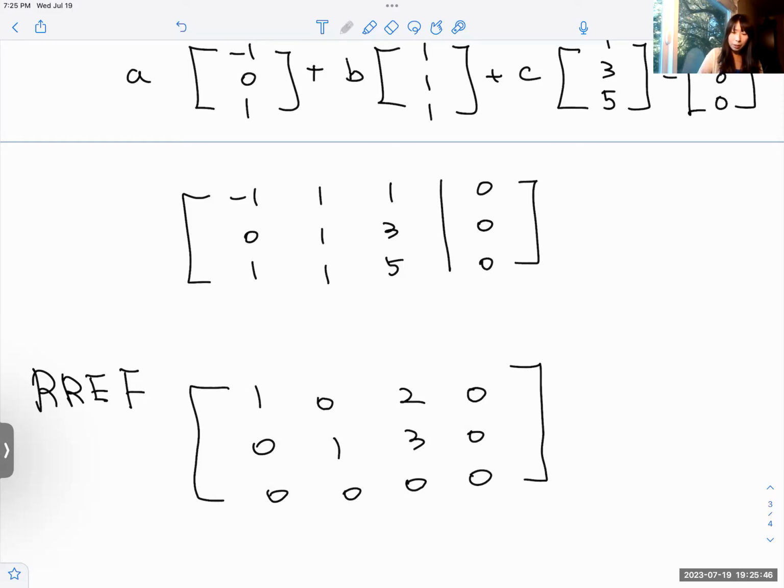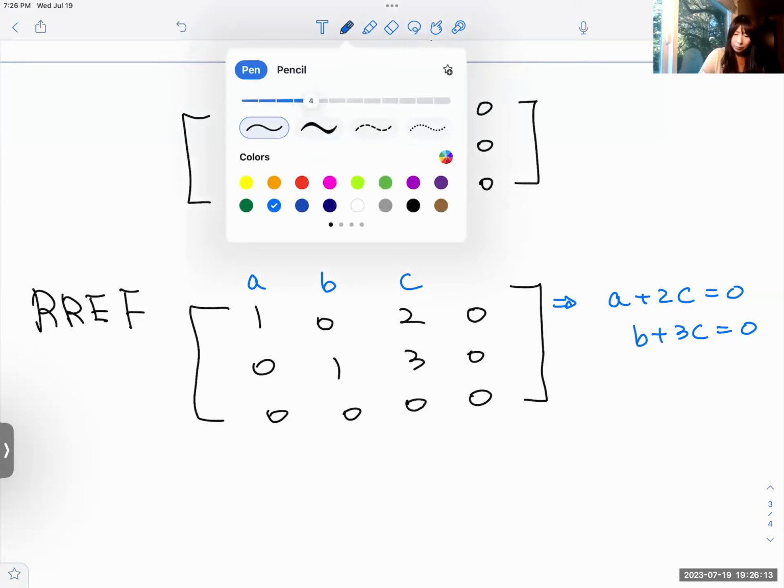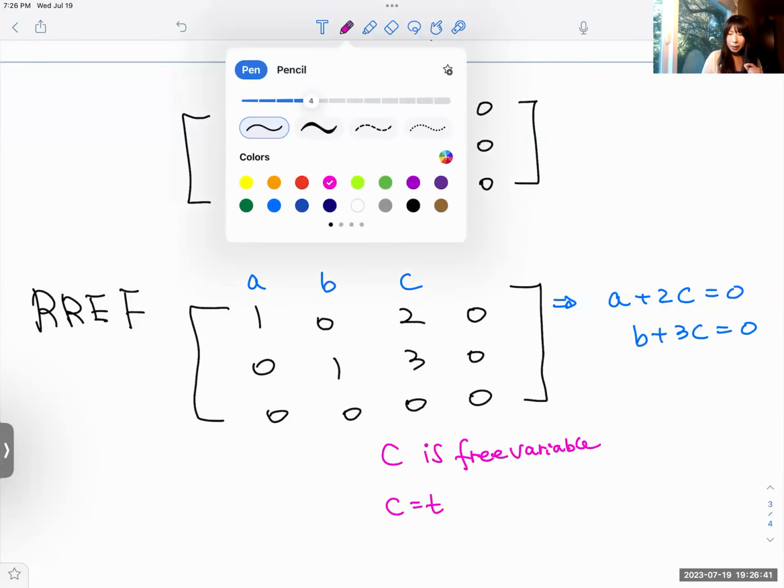Okay, now we know this is A, this is B, this is C. So that is A plus 2C equal to 0 and B plus 3C equal to 0. Which one is a free variable? C is a free variable, right? C is a free variable means we can set anything for C. We had a parameter previously, so we can say C equal to S, or C equal to T, meaning any number works. Let's say C equal to 1.